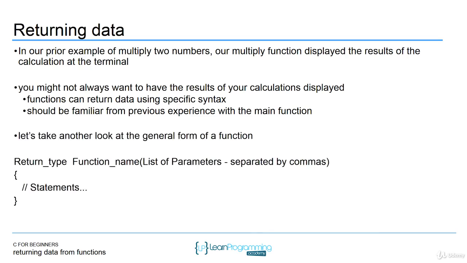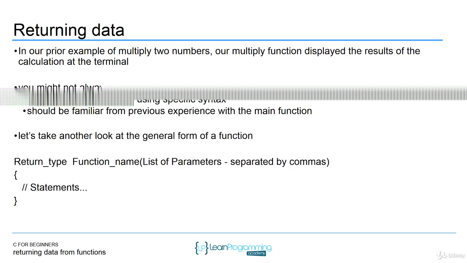Let's take another look at the general form of a function. Remember this function header? We had a return type, which was the word that was first defined, and then we had the name, and then we had the parameters separated by commas inside parentheses. We already know the name and the parameters. That first thing is the return type.